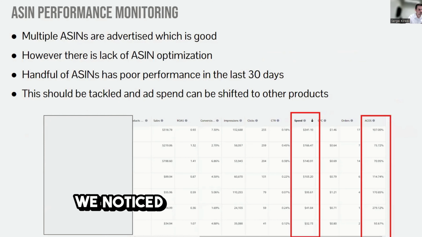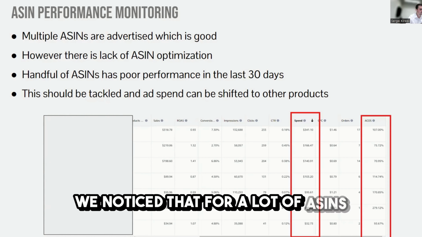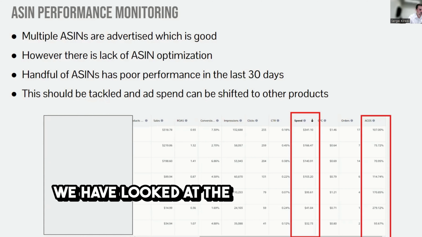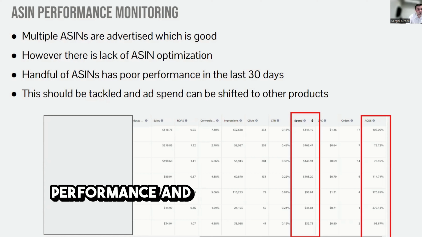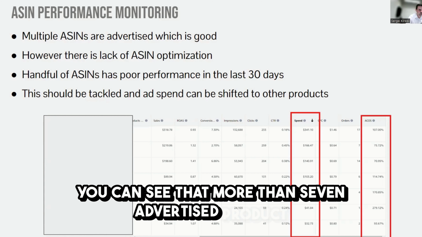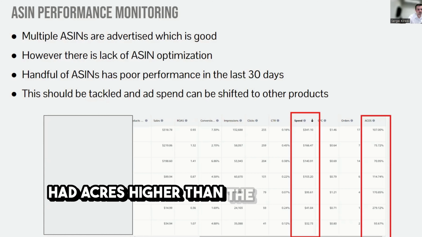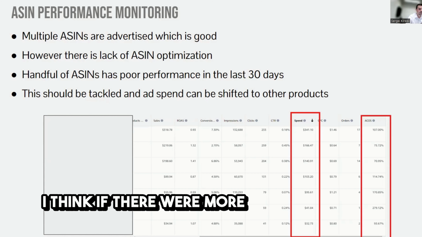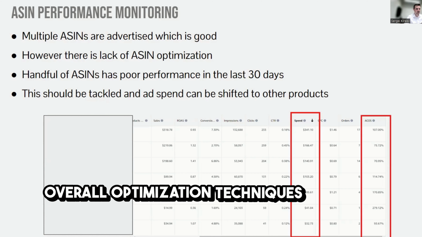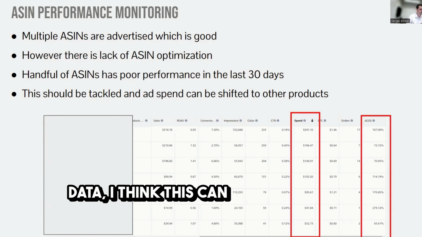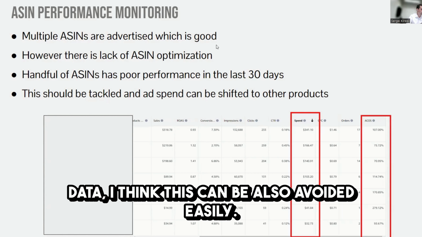All right, so I think we can now go to the next one, which is ASIN performance monitoring. We noticed that for a lot of ASINs, we have seen a lack of optimization. We have looked at the handful of ASINs with poor performance, and we have found quite a lot of them. You can see that more than 7 advertised products had the ACOS higher than the average in this account, and it was some decent spending. I think if there were more attention to the overall optimization techniques and also on the ASIN level data, I think this can also be avoided easily.